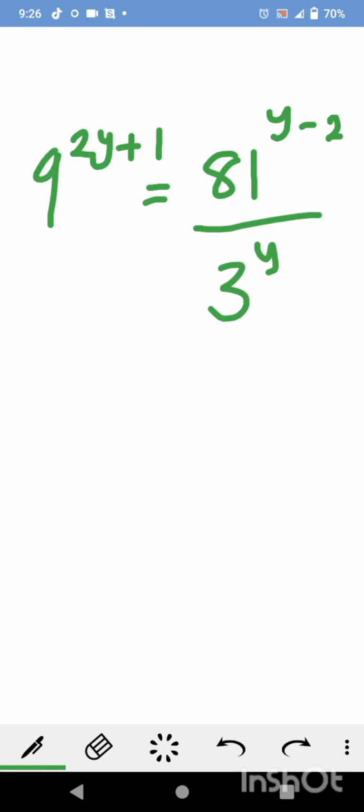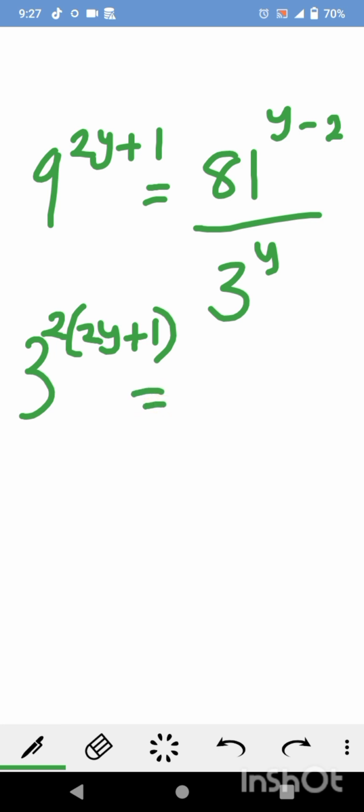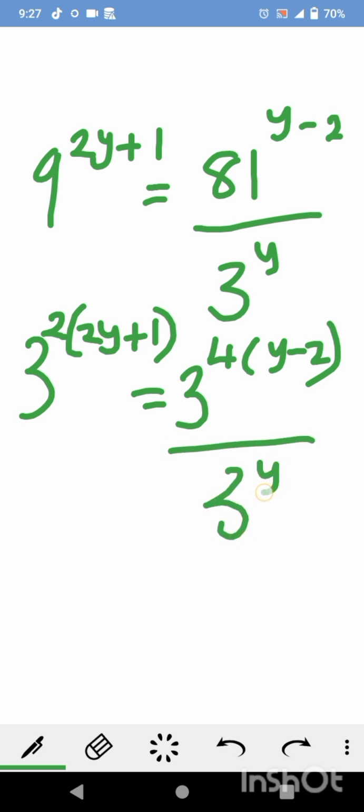All right, so today let's learn how to solve this again. Another very beautiful question. Making 9 and 81 to have base 3, we'll have 3 raised to power 2, 2y plus 1, equals 81, which can be 3 raised to power 4, open brackets, y minus 2, all over 3 raised to power y.